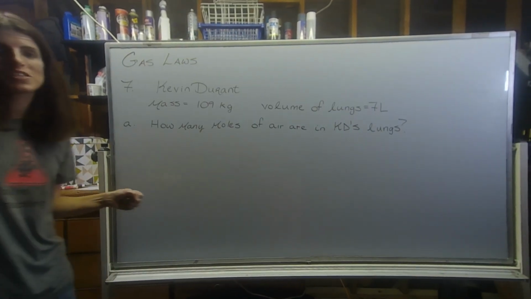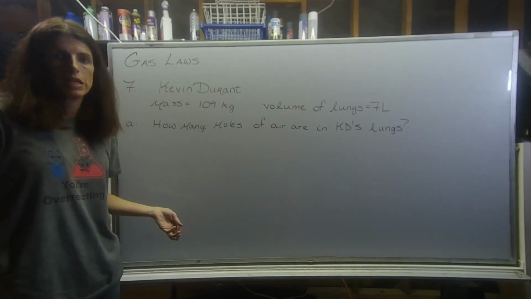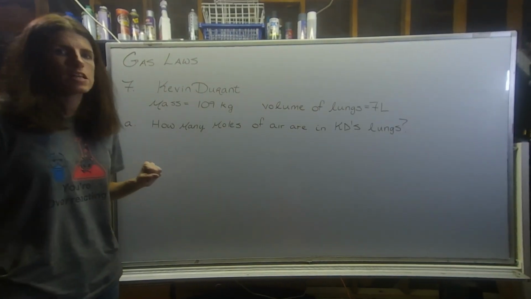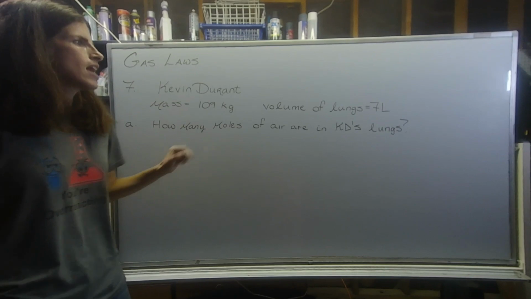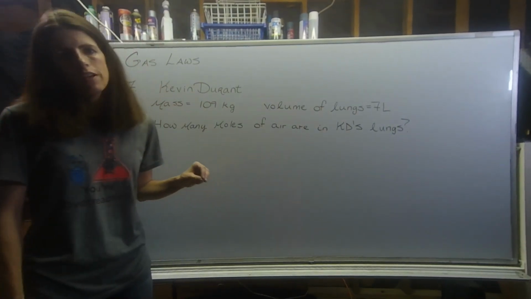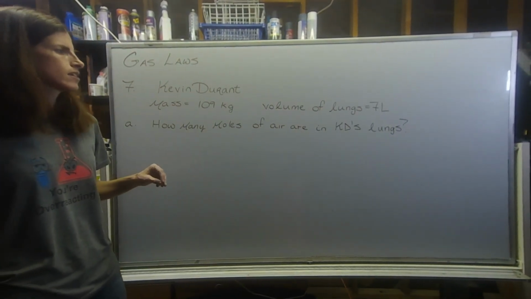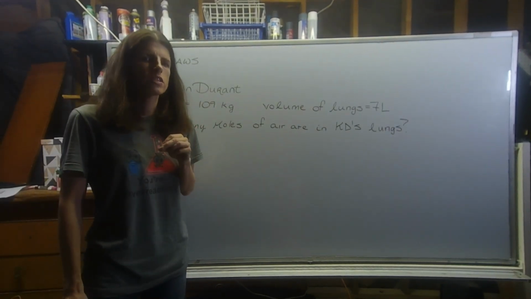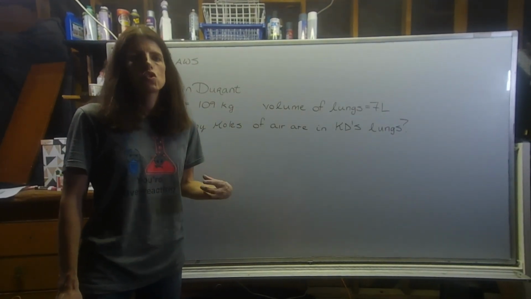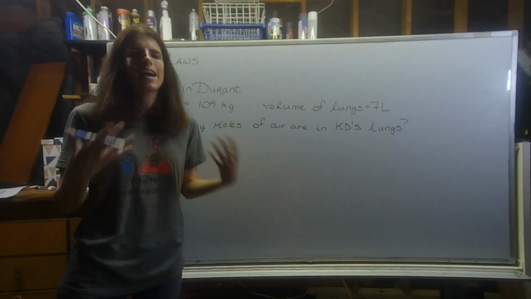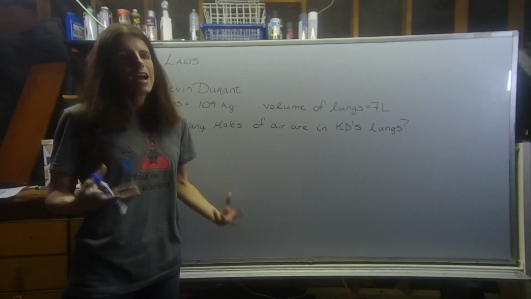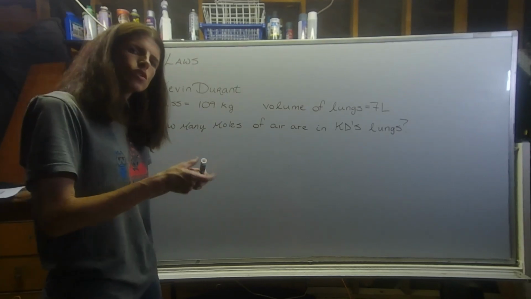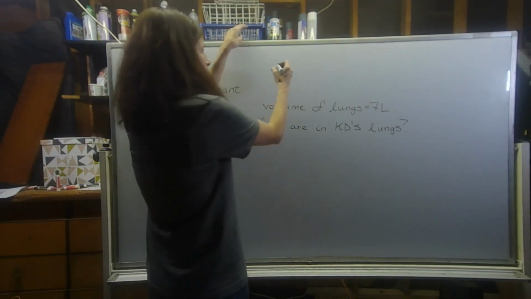So problem number 7 is about Kevin Durant, the basketball player. We're told that he has a mass of 109 kilograms and his lungs hold about 7 liters of air. Part A asks us, how many moles of air are in Kevin Durant's lungs? It also tells us, I didn't write it down, that we can assume the air inside his lungs acts like an ideal gas. That's important because it allows us to use the conversion factor we just talked about.